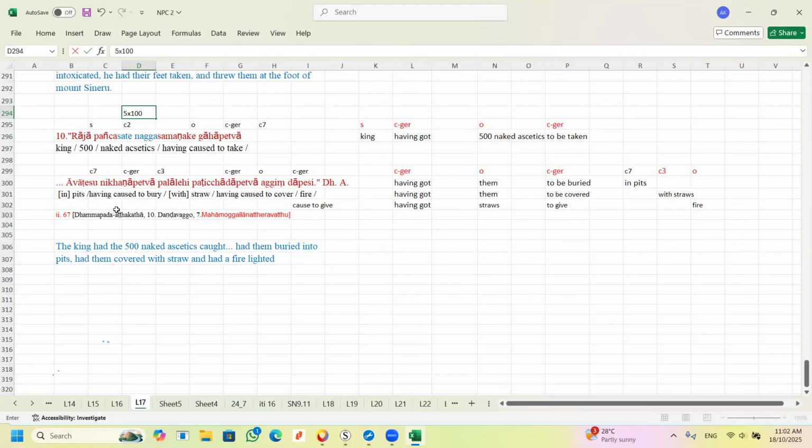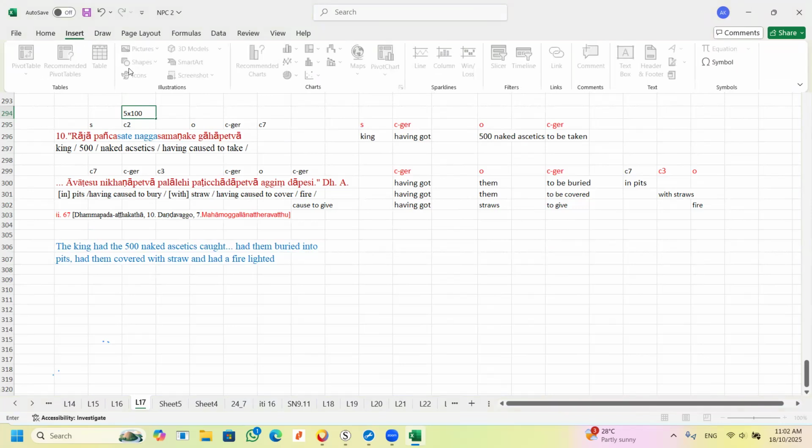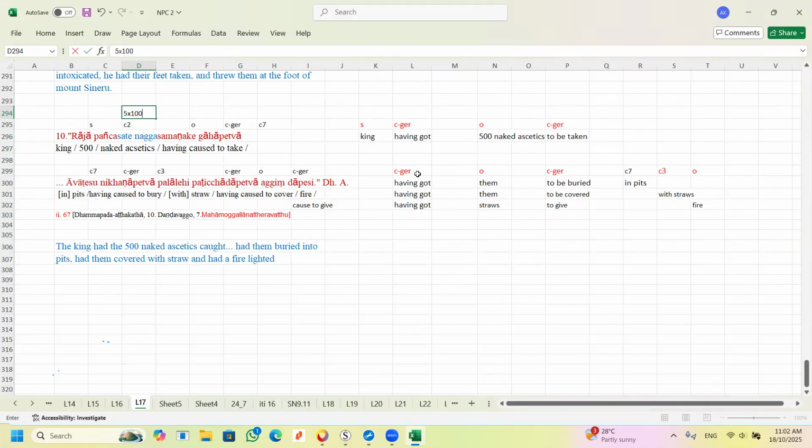Okay. Can you see this is the one? Right to left. So in this case, there is no object. Having got this one, this one refers to this. Having got them. Having got them. In this case, can you see? Here is pit. This word is nikkana. It means to be buried. Buried. So in this case, in pits. Okay, the pits. All right.